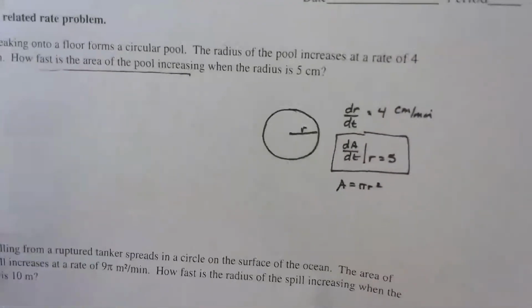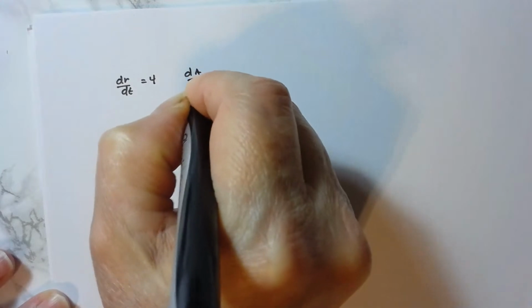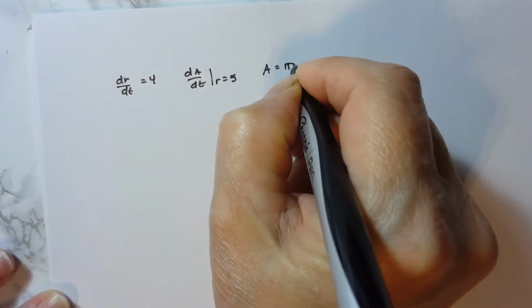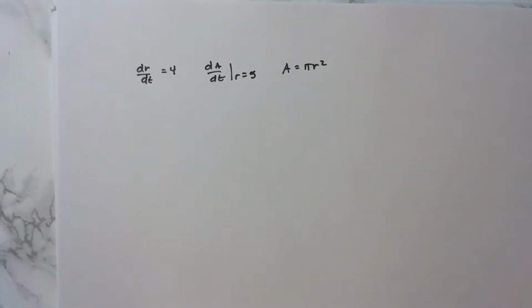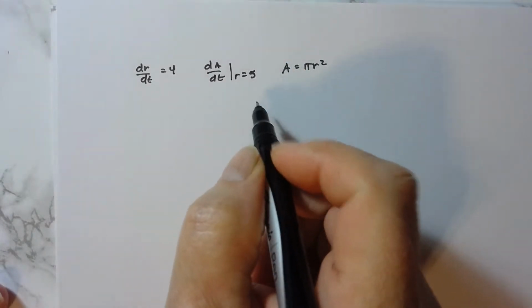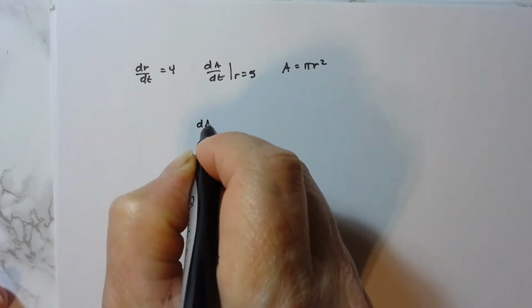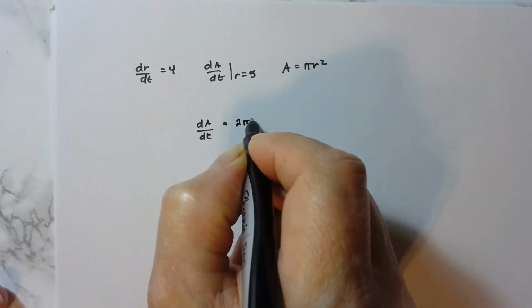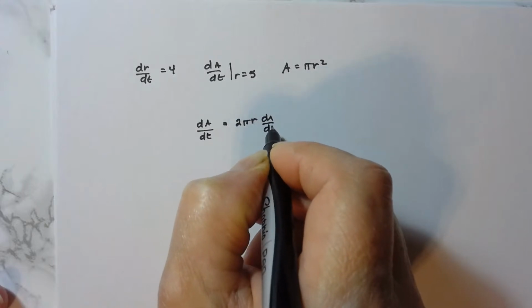Now I'm going to use a blank sheet of paper here just because I need more room. Okay, so we have dr/dt is equal to 4. We're looking for dA/dt when r is 5, and we know that area of a circle is pi r squared. So again, a really simple type problem. Well, if we know the area, we can find the derivative, right? So the derivative of area with respect to time is equal to 2 pi r dr/dt, right?